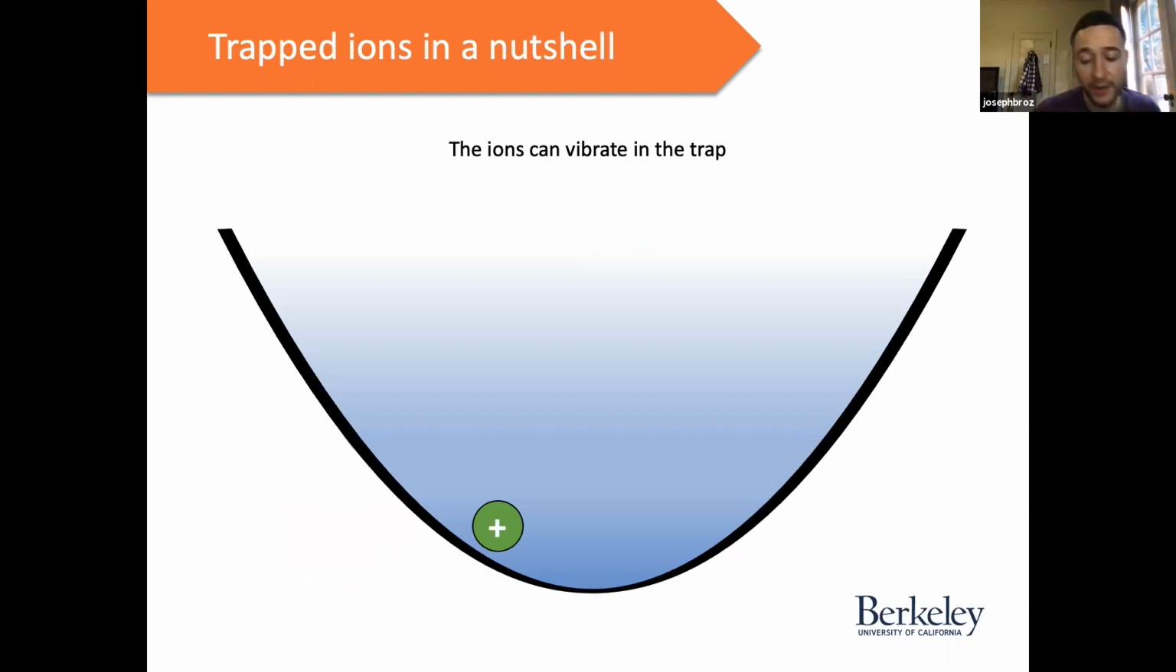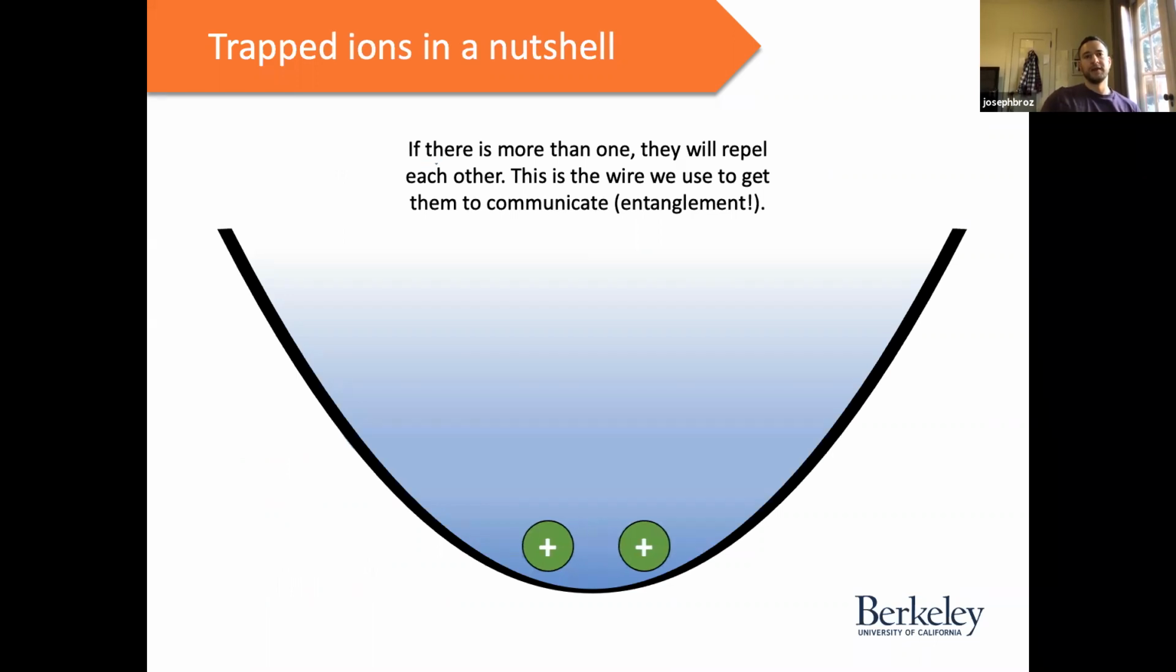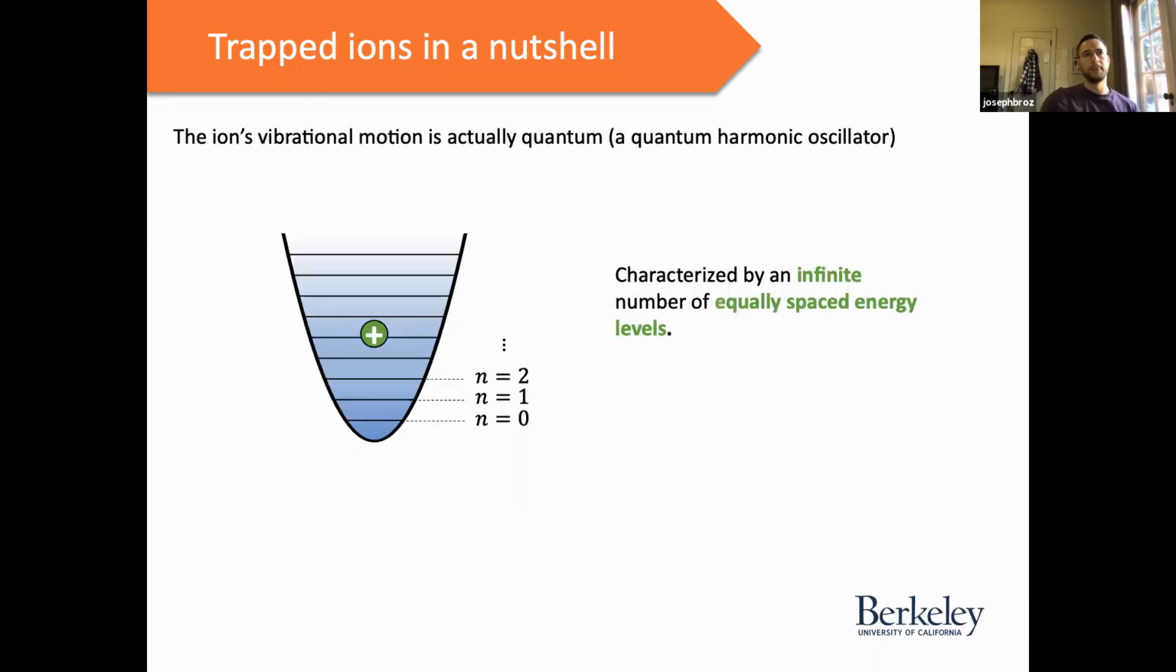Okay, so now that we have the ions trapped in this bowl or well, if we push on them, they can vibrate. Again, I'm emphasizing this point: if we have two of them, they vibrate, but they also push on each other. This is how we generate that fundamental interaction that we use to get entanglement. This is, again, the quantum bus for trapped ions. And the ion's vibrational motion is actually quantum, so we would call it a quantum harmonic oscillator.